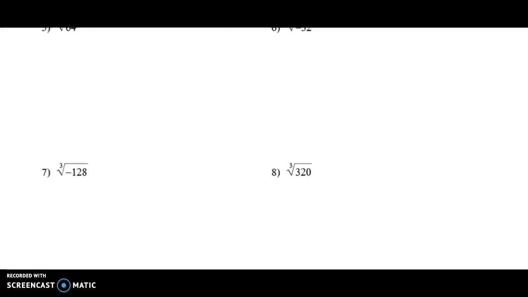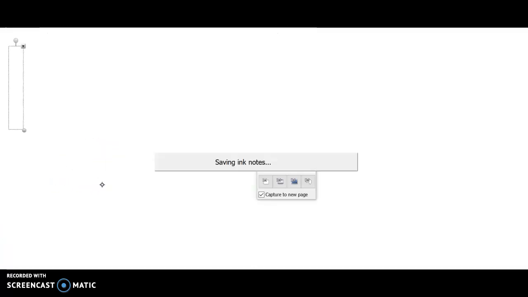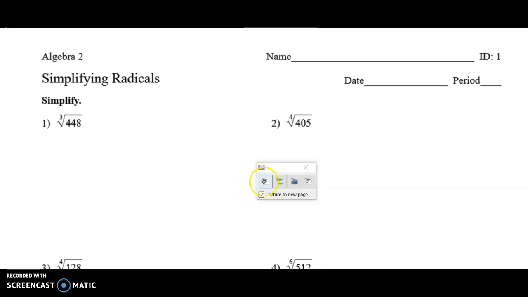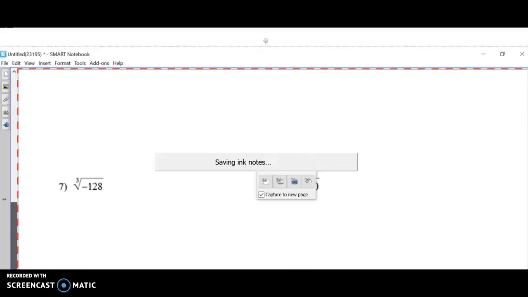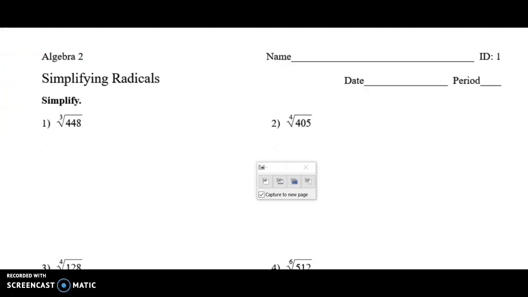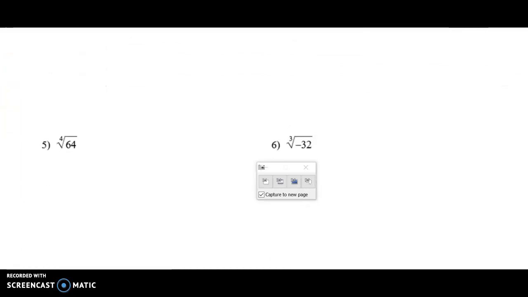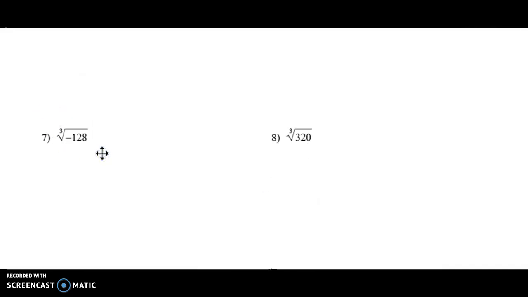Okay, let's try one that has a negative in it. Well, that didn't work. Now I know we did square roots before, and when we tried to take the square root of a negative, it turned out to be an imaginary number. That's not the case when you're dealing with cube roots or fifth roots of negative numbers. It only happens when you're dealing with even roots of negative numbers.